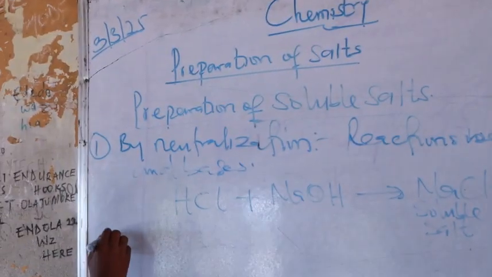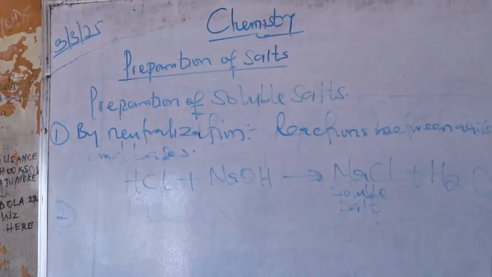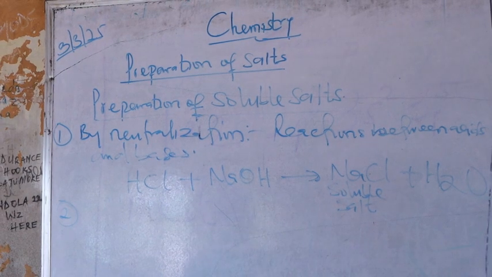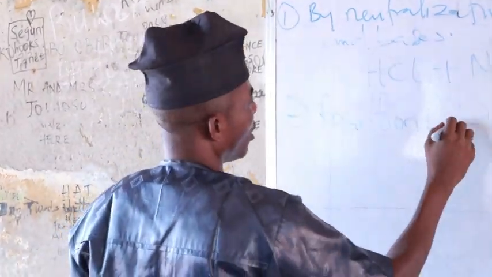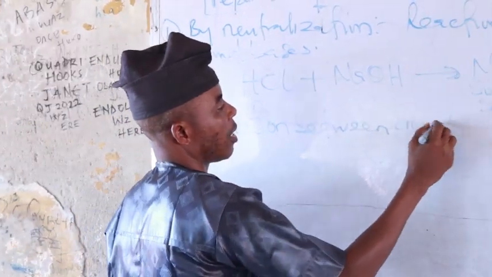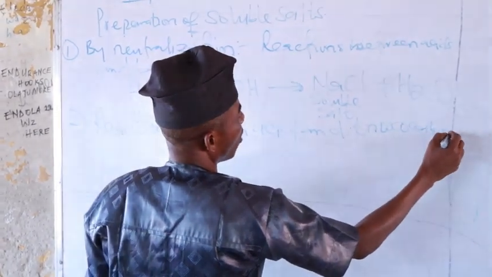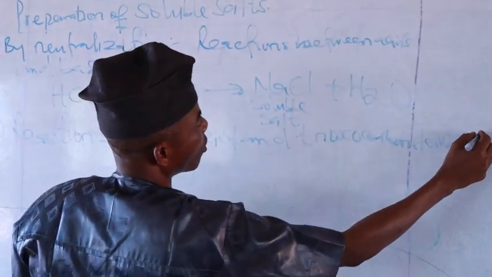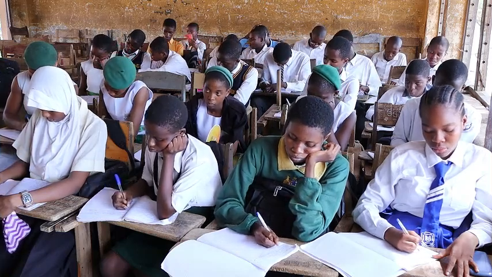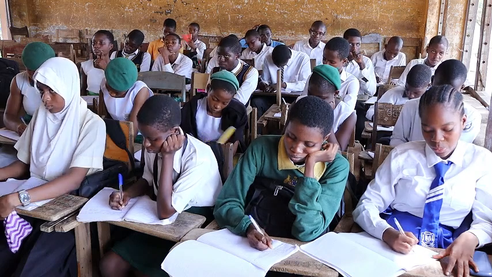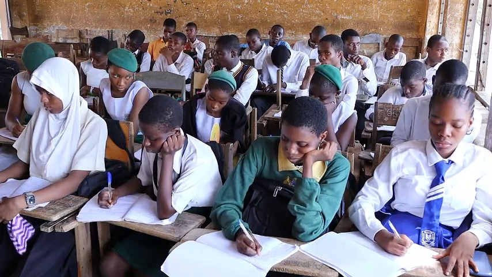Number 2. We can also prepare soluble salt by reaction between acid and trioxocarbonate IV salt. Let's look at an example of a reaction between acid and trioxocarbonate IV.